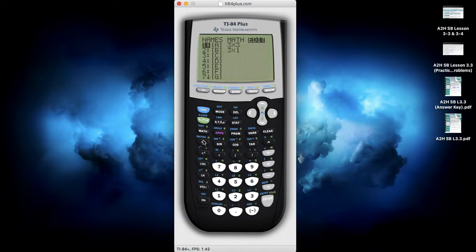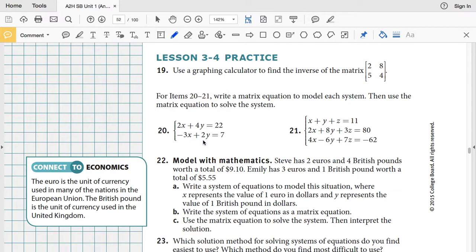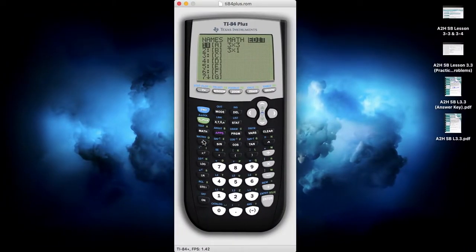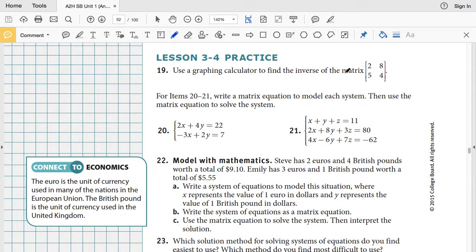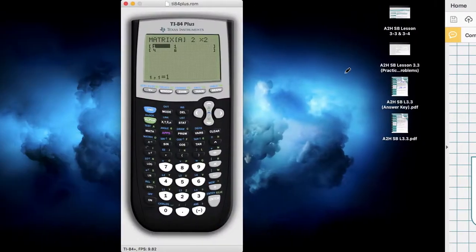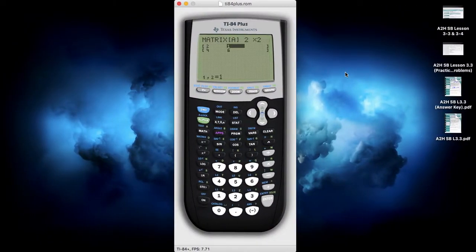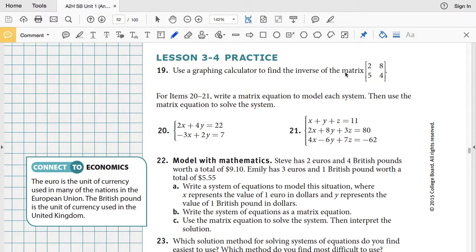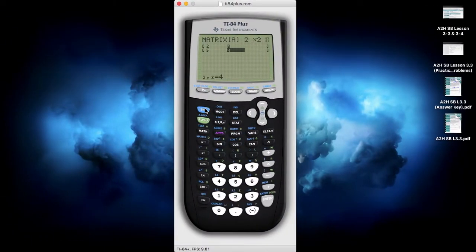So anyway, I'm going to go ahead and enter this matrix. This is a 2 by 2. So let's go ahead and hit edit, and I'm going to say 2 by 2. And I'm going to overwrite whatever values are in there currently with these new ones, and that is 2, 8, 5, and 4. And yep, looks good. Okay, and so I'm going to go to second quit.